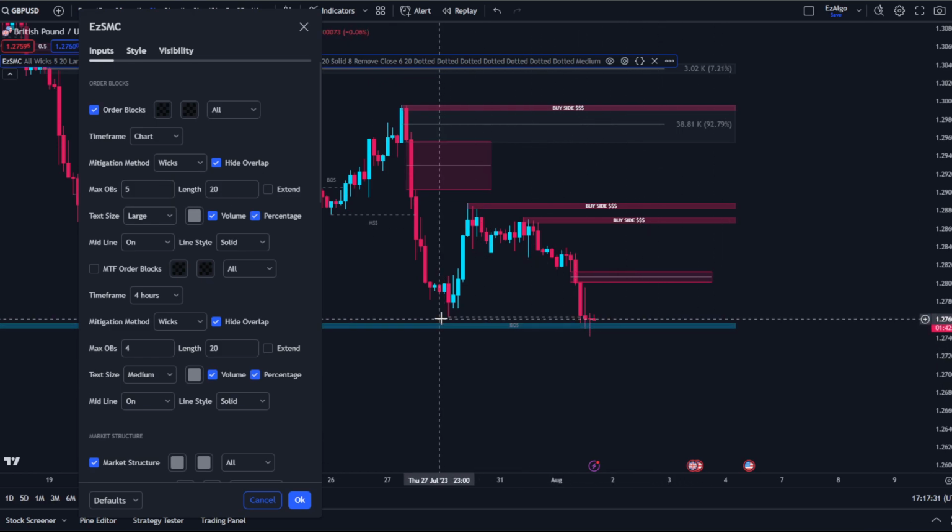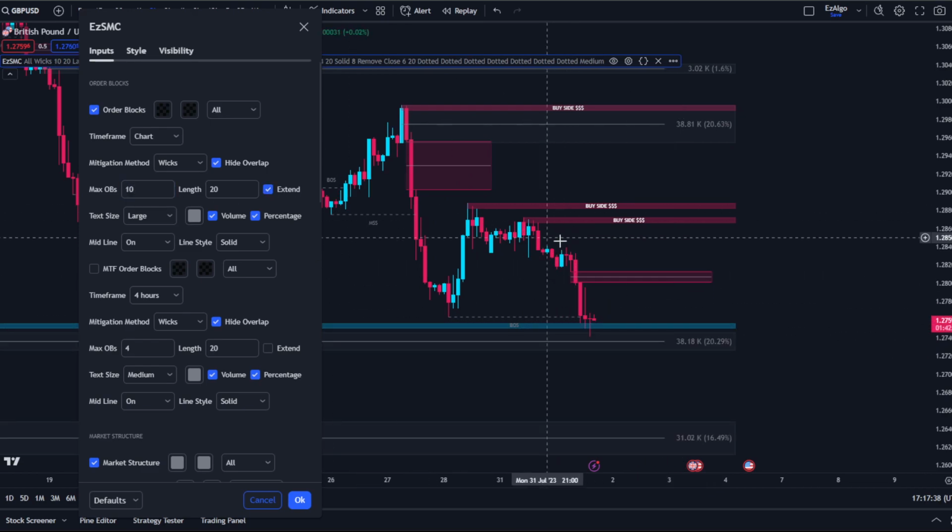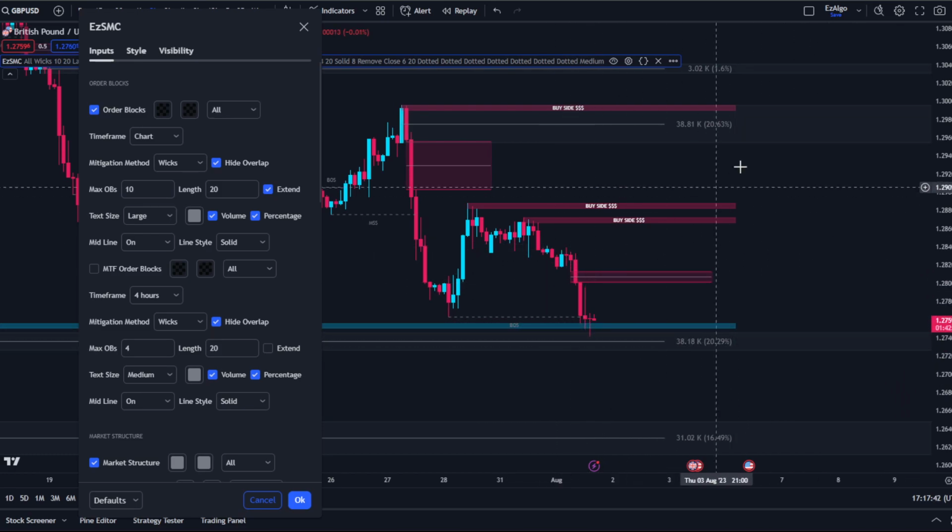Because as you can see, now there's no order block here, even though we just tapped off of it. So keep the max order blocks at 10. You also can extend if you'd like. I don't personally like extending the order blocks. I think it looks a little bit weird. So personally, I'll turn that off.